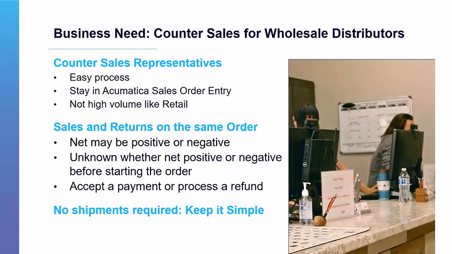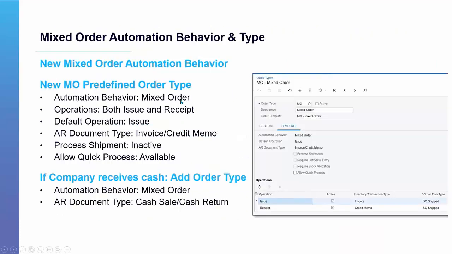So now they've simplified a new order type so that you don't have to go through the whole process of shipping an item where you're doing counter sales. That new order type that they've created is called MO. So the mixed order type now will have the ability for you to add in the behavior, right? So now you do not have to go through the process to ship. And then the net effect of the document will either create an invoice or a credit memo.